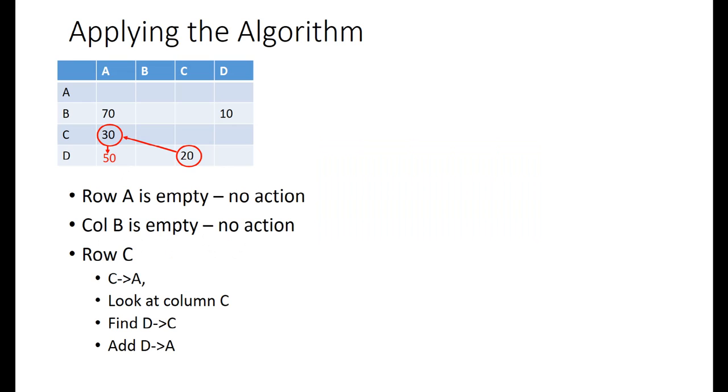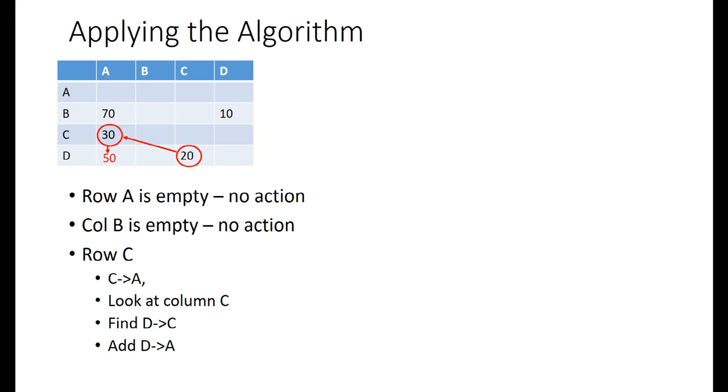Applying the algorithm, we can go through row A. It's empty, so there are no actions. We can go through row B. As we go through row B, we find things, but the B column is empty, so again, we're not going to take any action. We get down to row C, and we find that we have the condition that C goes to A. There's a value there, a value of 30. So we're going to look into column C. We're going to go down to column C, and sure enough, at the very end, we find a value of 20.